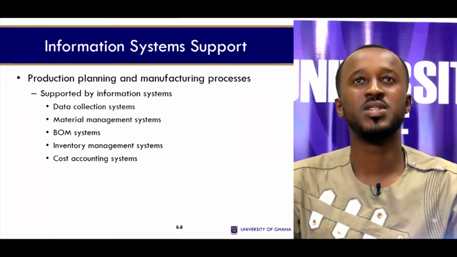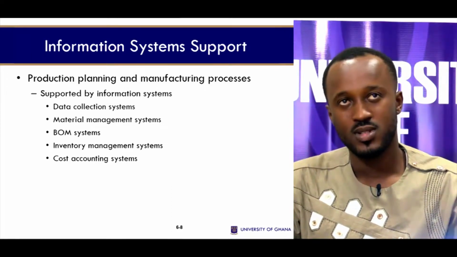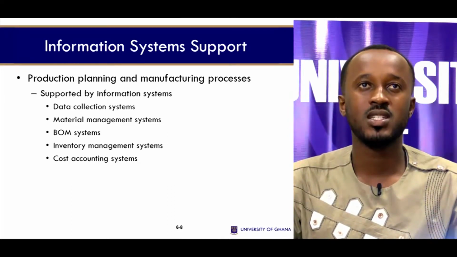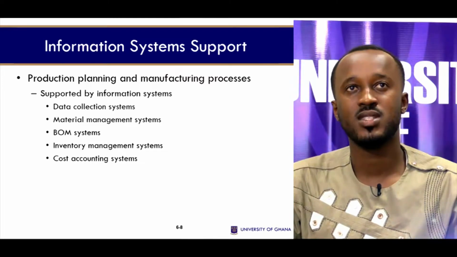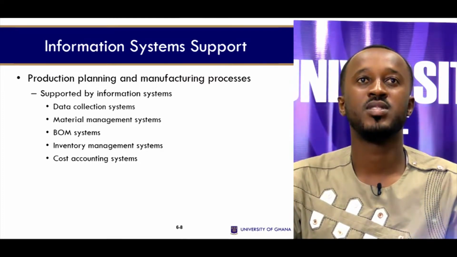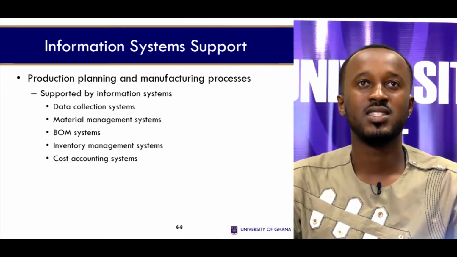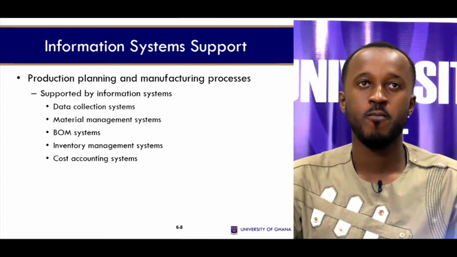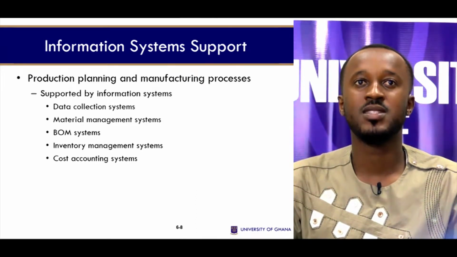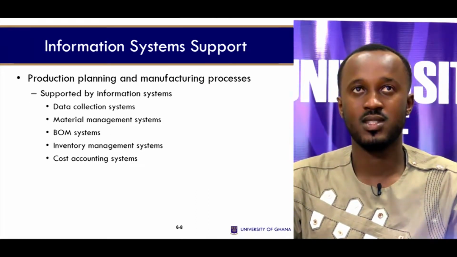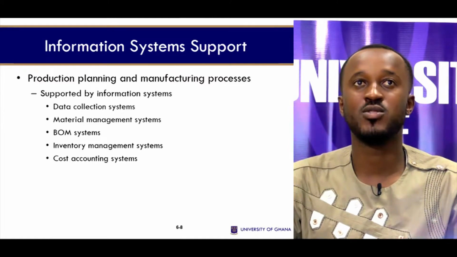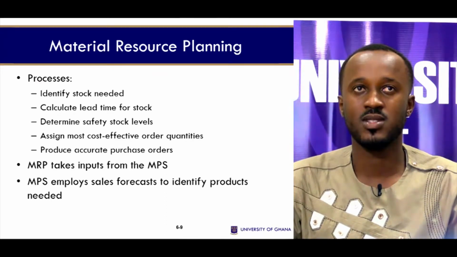Now let's look at information systems support. Production planning and manufacturing processes are usually supported by information systems, in this regard: data collection systems, material management systems, BOM systems, inventory management systems, and cost accounting system. So information systems support is with regards to these systems.